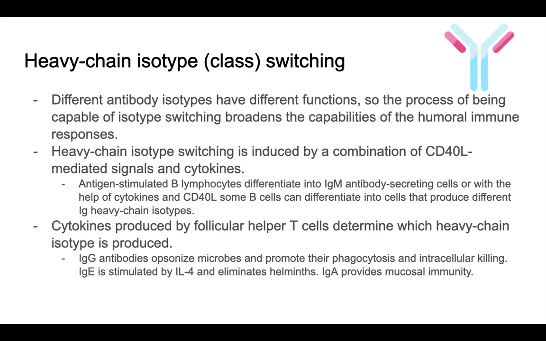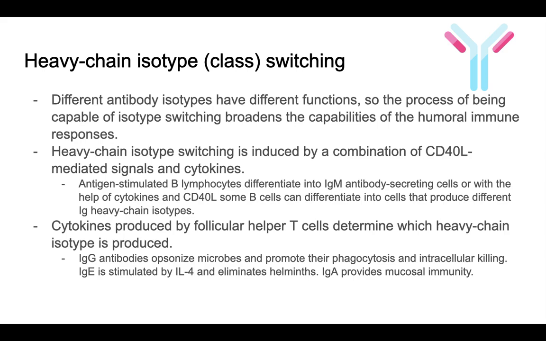On heavy chain isotype class switching: different antibody isotypes have different functions, so being capable of isotype switching broadens the capabilities of the humoral immune responses. Heavy chain isotype switching is induced by a combination of CD40L-mediated signals and cytokines.